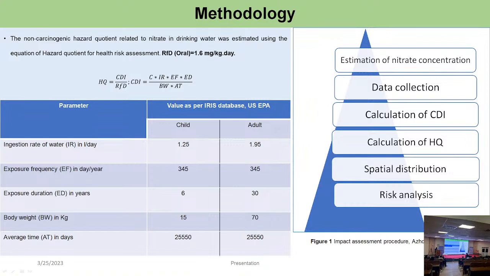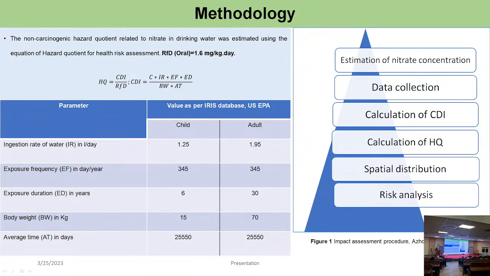Here CDI means chronic daily intake. Then we have to calculate the HQ, hazard quotient. Then spatial distribution, how nitrate levels vary from one area to another, so that we have to represent. Then finally risk analysis, whether this nitrate contamination is impacting the children, pregnant women, or adults and old age, that we have to analyze.